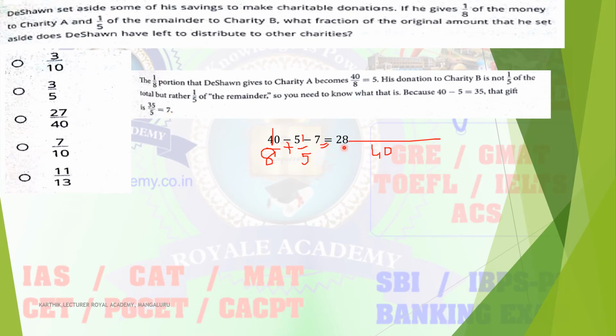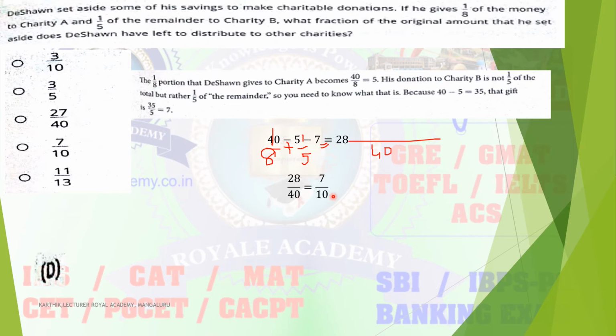So the remainder is how much? 28. 28 out of how much? Out of 40. That is 7 by 10. So 7 by 10 is the fraction of the original amount that he set aside that Dishan has left to distribute to other charities. So the remainder amount is 7 by 10.